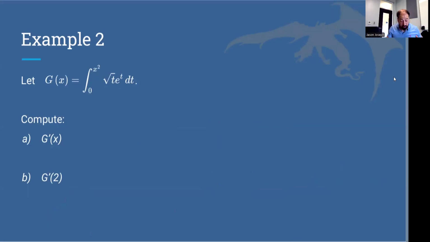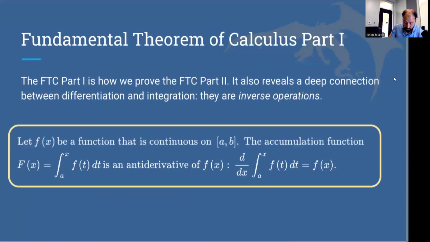Here's a more typical problem. You're given an accumulation function of sorts, except instead of just an x here, there's an x squared, just to make it tricky. It says compute g prime of x and then evaluate that to get g prime of 2. What I like to say is that the FTC theorem we learned doesn't work when there's an x squared up there. It's very particular. It only works when there's an x up in the upper limit.